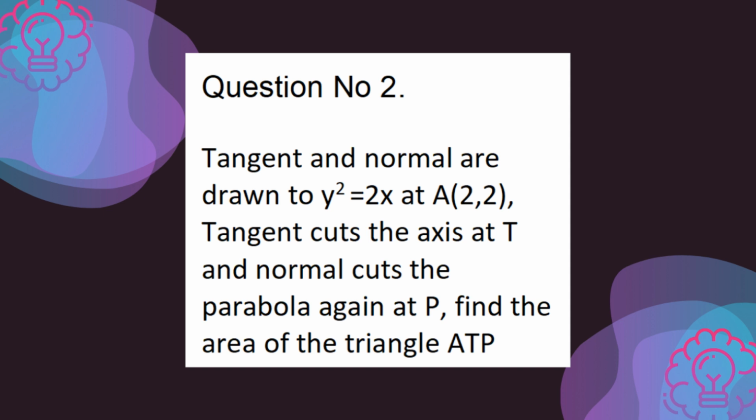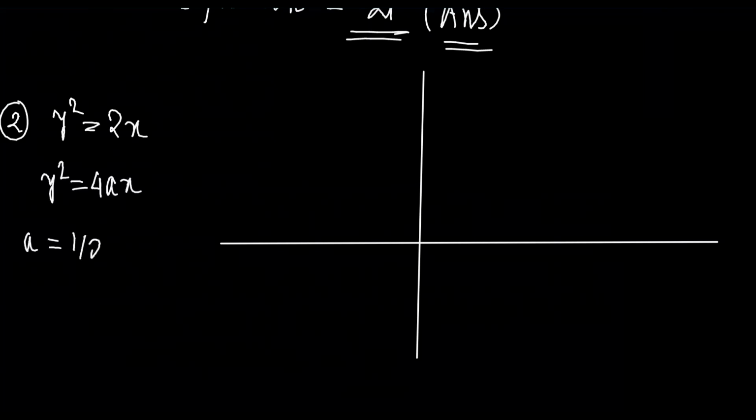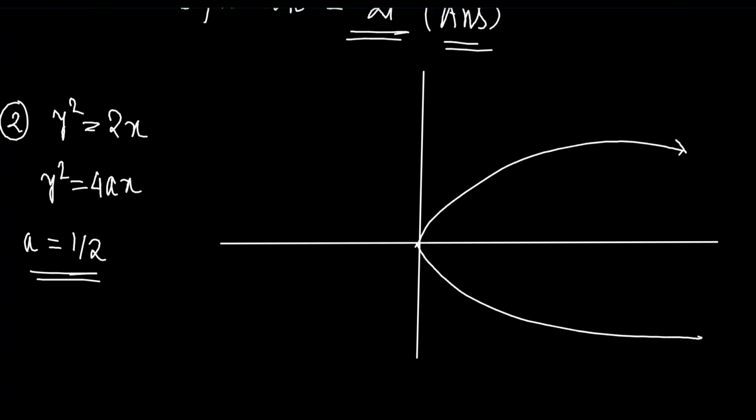So at first we draw the parabola, that is y squared equals 2x. Now if we compare this with y squared equals 4ax, a will be 1/2. Now if you draw the parabola, it will look like this. So this is the parabola y squared equals 2x.